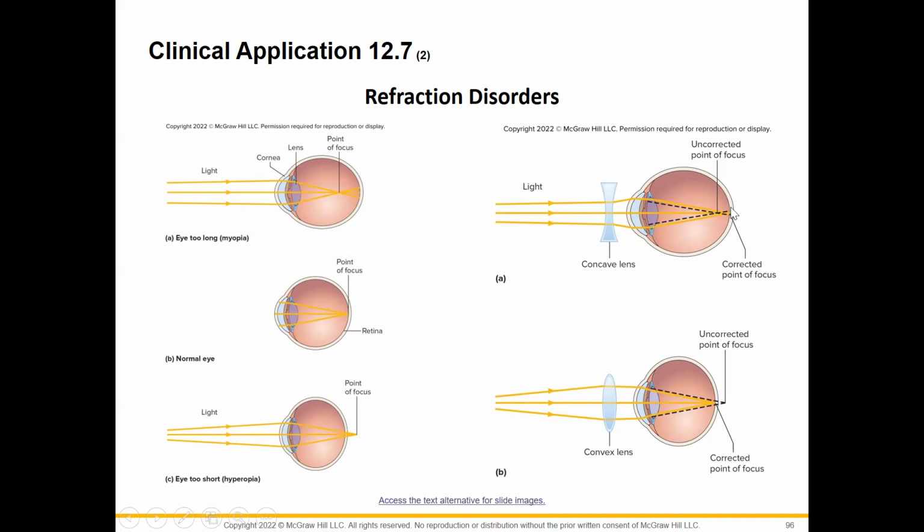And in somebody who had a long eye, myopia, you have a concave lens that will help focus the image on the retina. And then for someone who is hyperopic or has too short of an eye, they can use a convex lens to focus the image on the retina instead of behind the eye.